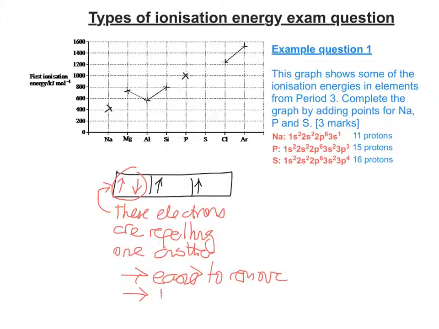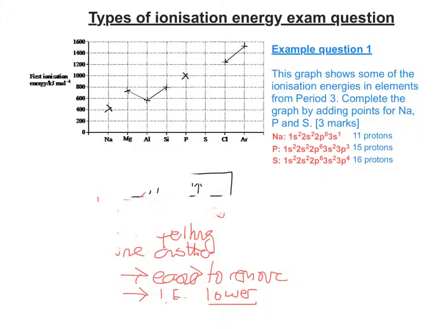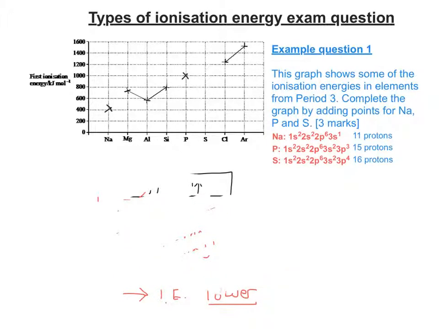Therefore the ionization energy is lower. Okay, so what does that mean in terms of the likely placement of sulfur's ionization energy? Well, it would mean that because the electrons in the p subshell are repelling in one of the orbitals, its value is going to be slightly lower, like that. So that allows us to join up the graph like so.